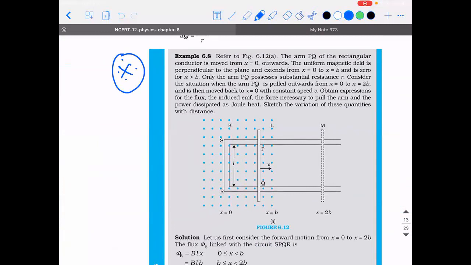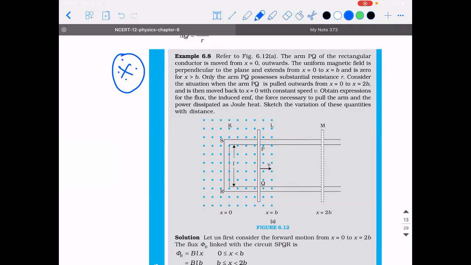The arm PQ of the conductor is moved from x is equal to 0 outwards. The uniform magnetic field is perpendicular to the plane and extends from x is equal to 0 to x is equal to b, and is 0 for the value of x greater than b. Only the arm PQ possesses substantial resistance small r. Consider the situation when the arm PQ is pulled outwards from x is equal to 0 to x is equal to b and then moved back to x is equal to 0 with a constant speed v.